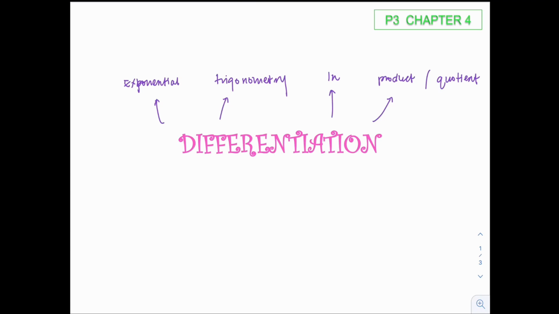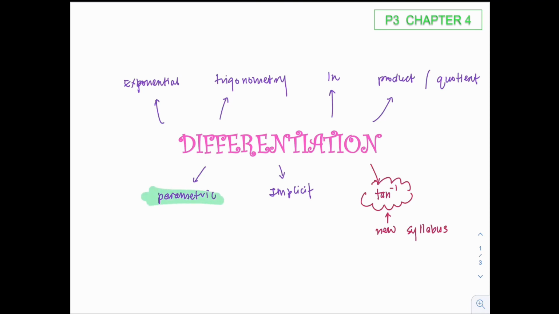The next things that you need to know how to differentiate are parametric equations and implicit equations. And one more new function in this chapter that you need to know how to differentiate is inverse tangent. This is something new in the syllabus. For today, I'm going to focus on parametric equations.